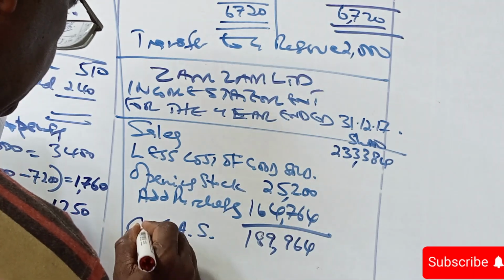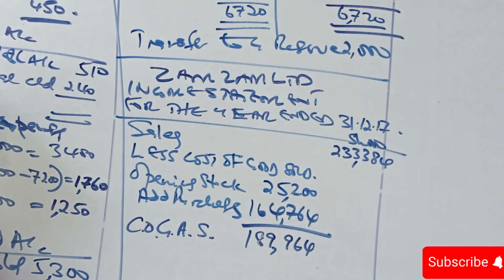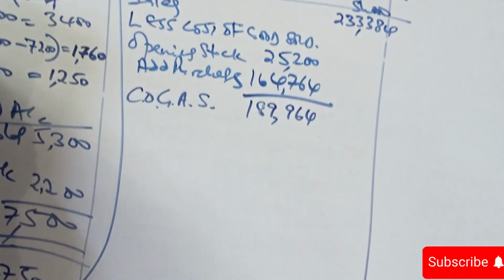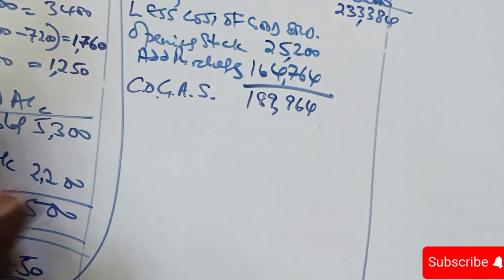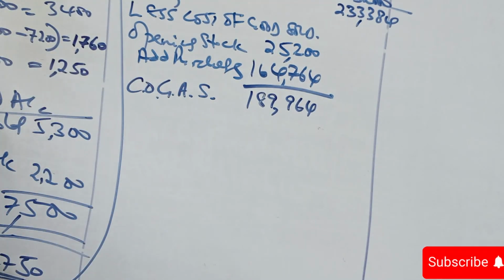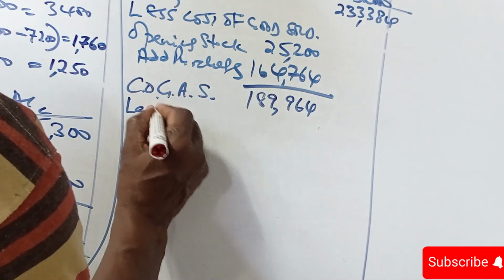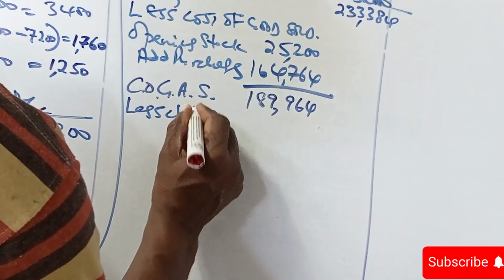Don't write in the short form the way I'm doing. I'm doing it because of space. For you, don't do that even if you have a problem with space, because you get used to it, and if you do this in the final exam, you will not get it correct. So we less closing stock.